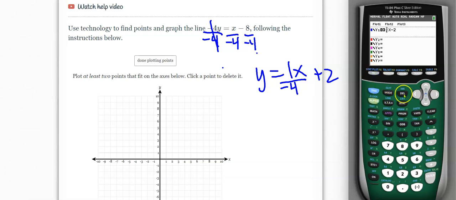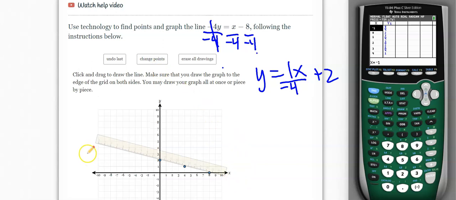Second, y equals, clear this out. Alpha, y equals for my fraction button. So I've got 1 over negative 4 with my x on the side, and then my plus 2. So I'm going to take a look at my table here. The only integer point I see is 8, 0, so I'll plot that one. Maybe I can go backwards here. 4, 1. Maybe keep going backwards here. 0, 2. Excellent. That was looking nice and straight, so I'm going to say I'm done plotting my points.